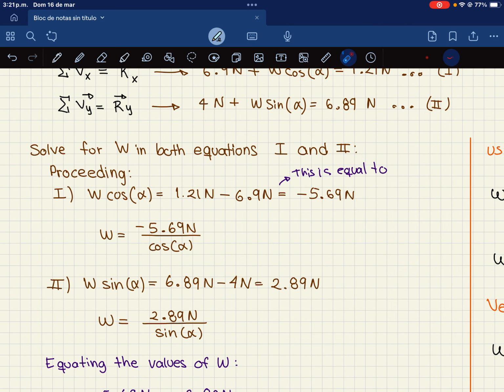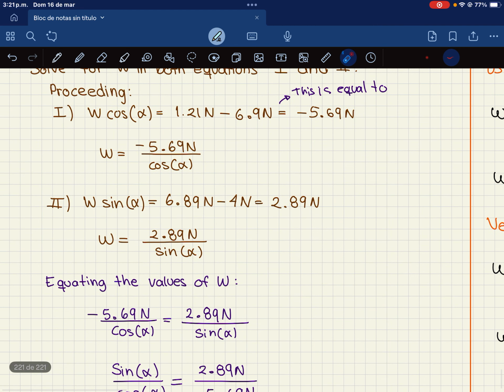And 2: W times sine of alpha is equal to 6.89 newtons minus 4 newtons, which is equal to 2.89 newtons. Similarly, the sine that is being multiplied moves to the other side of the equation, dividing this other quantity.